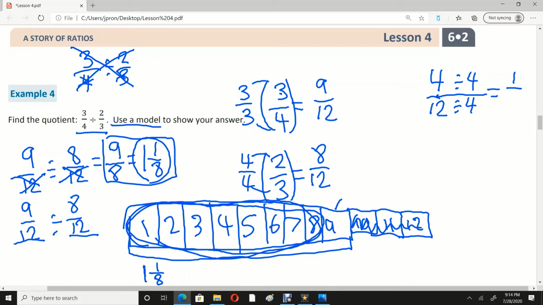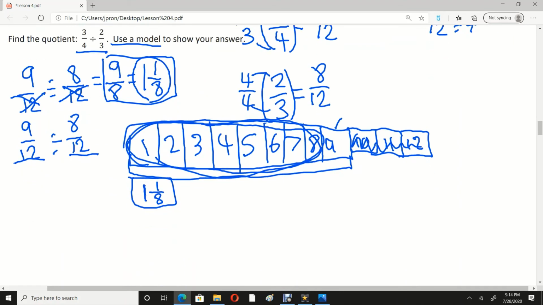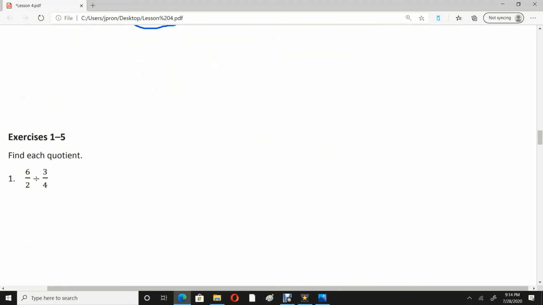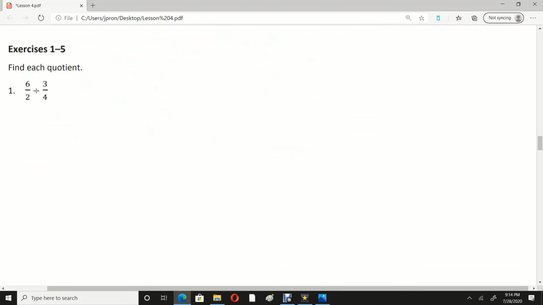All right, so we worked together. We solved example 4. You're going to come up with the answer 1 1/8 or 9/8. Either one of these answers is fine. And with that, we're going to move forward to exercises 1 through 5.